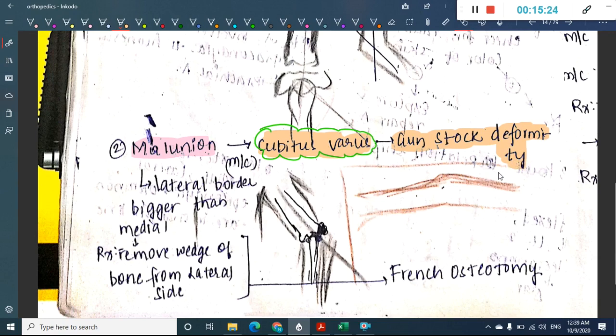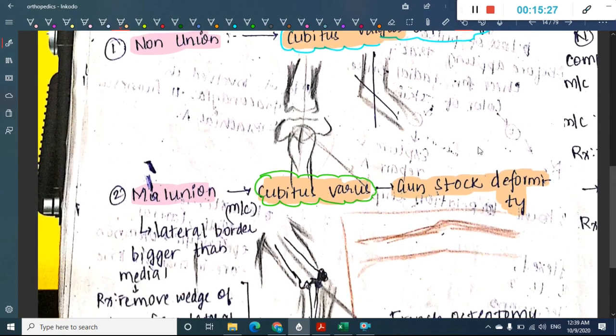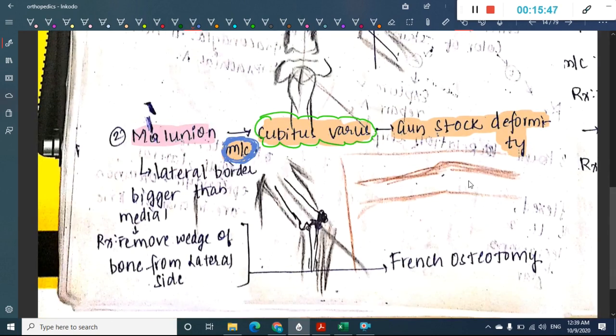What is most common? Is malunion most common or non-union most common? Malunion is most common, and this malunion causes cubital varus deformity leading to gunstock deformity. Right? Next, why is there this cubital varus or gunstock deformity? Because of malunion, the lateral part of the bone is growing bigger than the medial part of the bone, and as a result cubital varus type of malunion is seen.